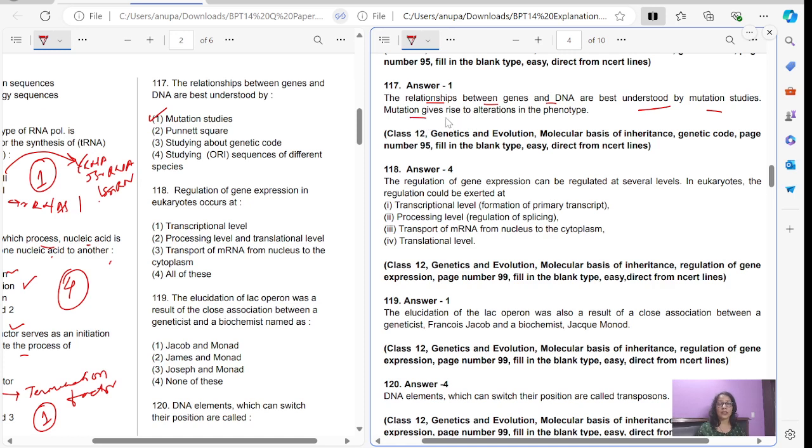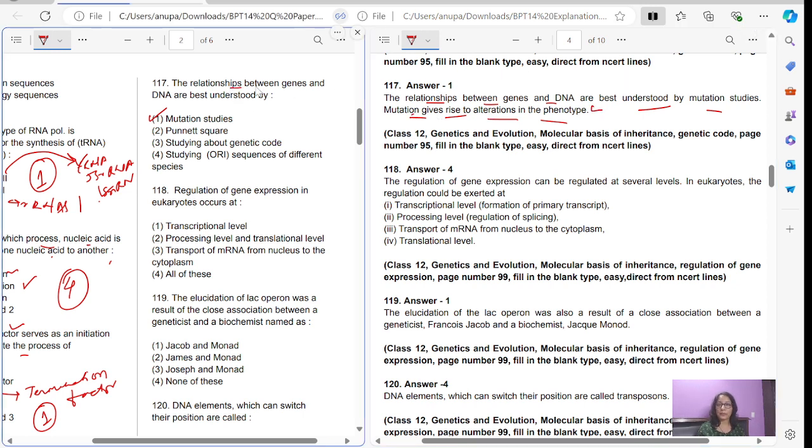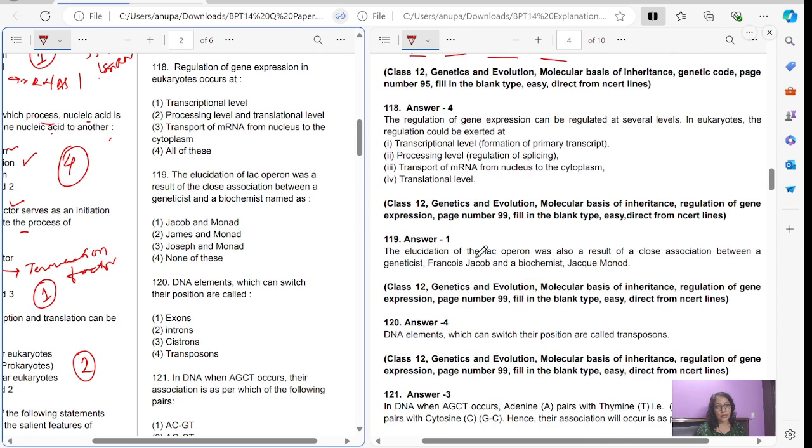Why? Because mutation gives rise to alterations in phenotype. Because of mutation, our phenotype changes. So the relationship between genes and DNA is best understood by mutation studies. So the answer for this question will be option number 1. Now let's move to the next question, that is question number 118.